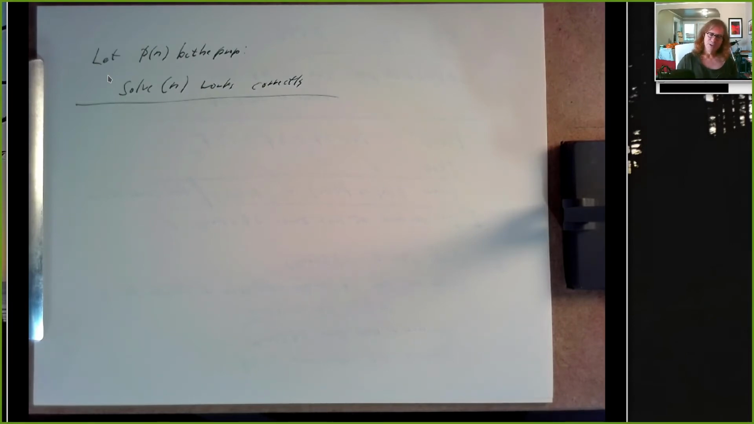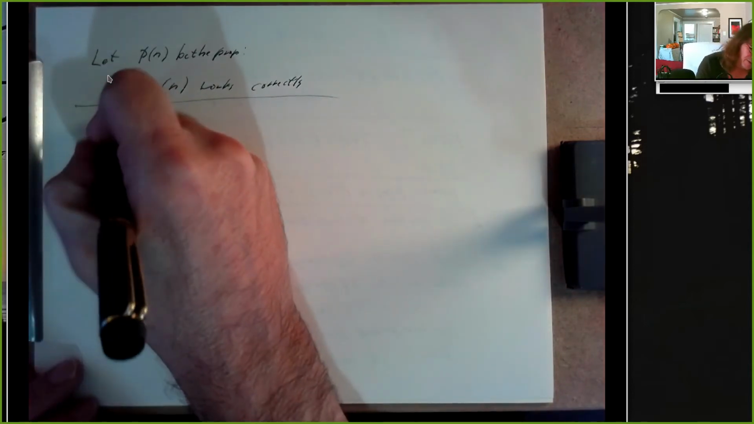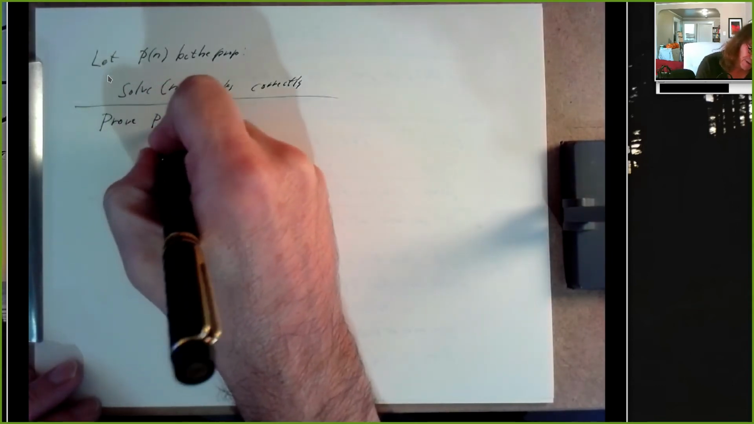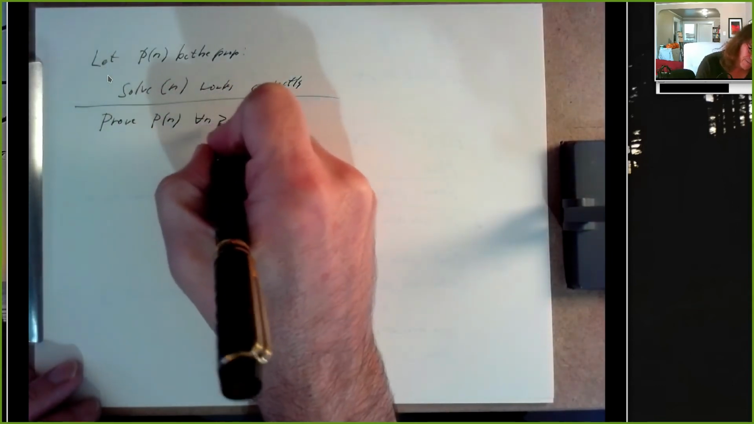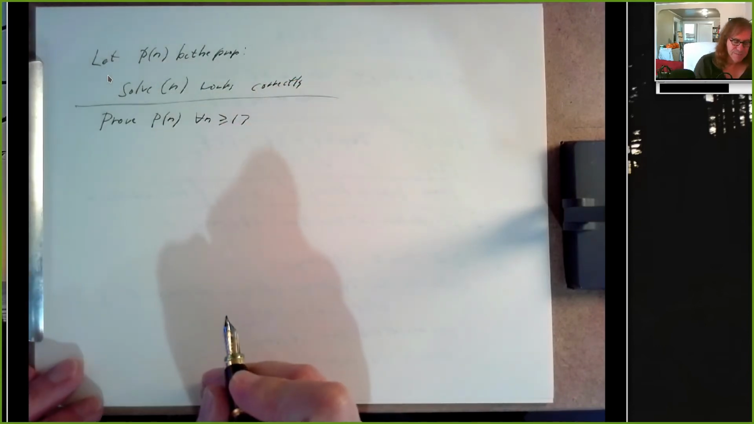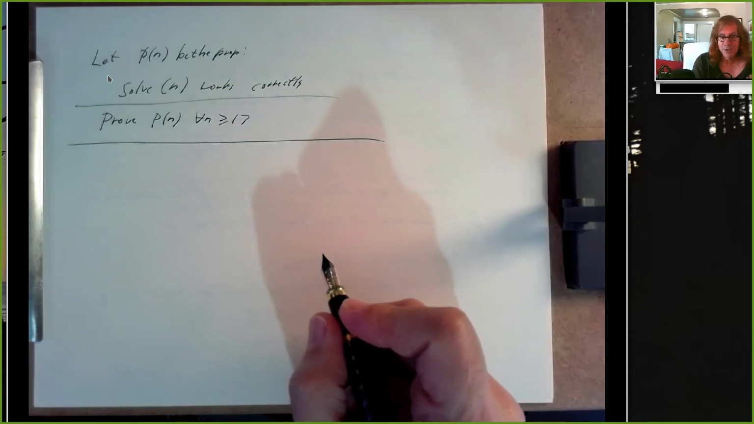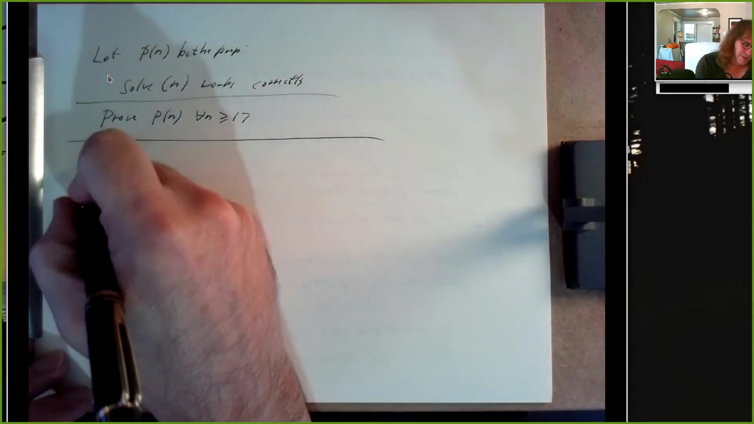And we've told the person, you know, this code only works for n bigger than or equal to 17. So our goal, in order to get our paycheck, is to prove P of n for all n bigger than or equal to 17. Well, how are we going to prove the correctness of this code? Using mathematical induction. 2 steps.